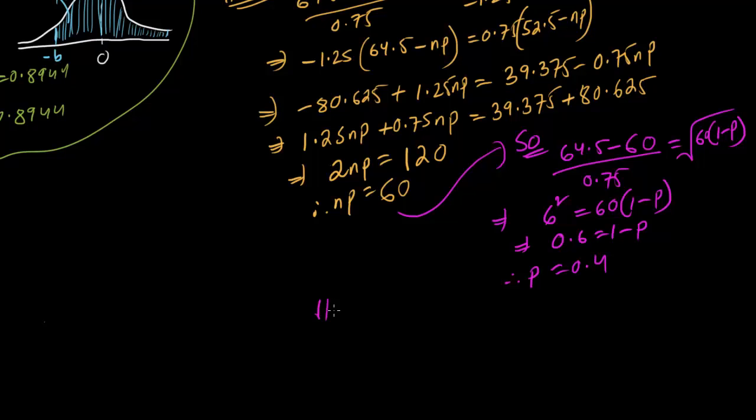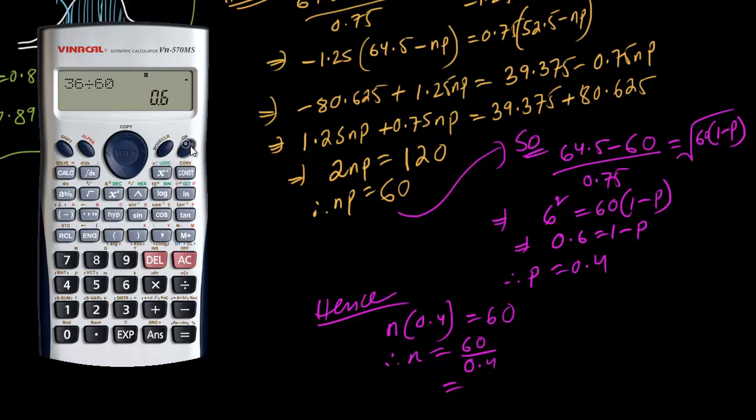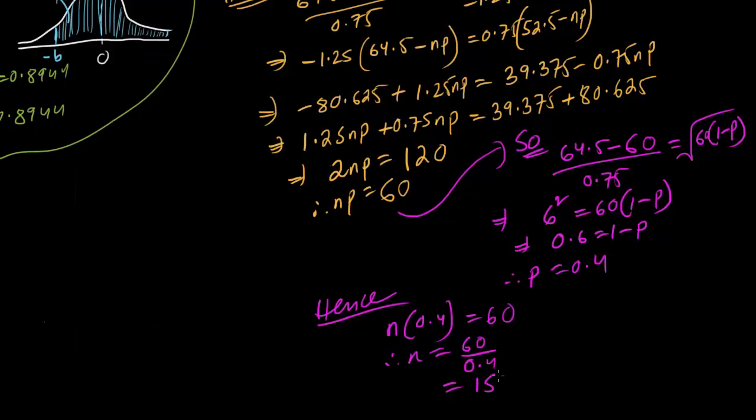Now, we can find the value of n because NP equals 60. So n times P, which is 0.4, equals 60. Therefore, n equals 60 divided by 0.4, and that is 150. So we got the value. The answer is n equals 150 and P equals 0.4.